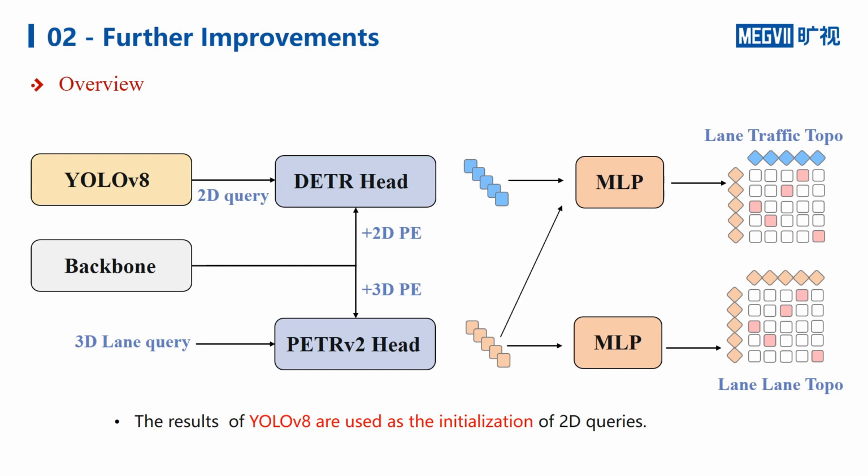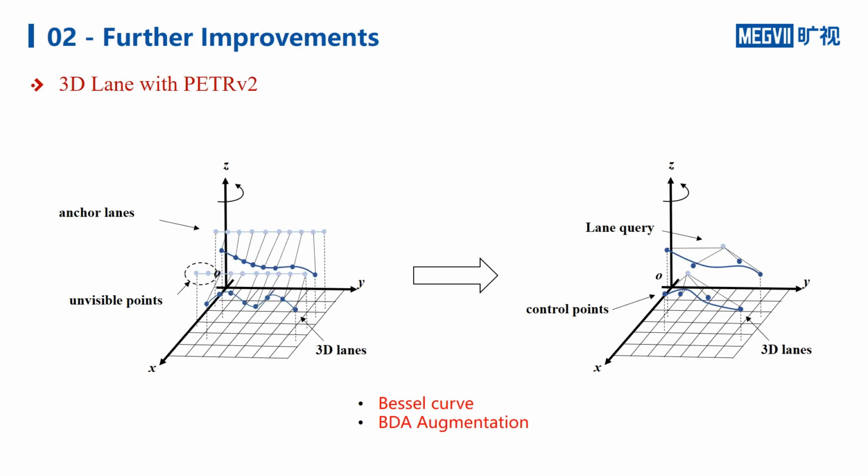In addition to the overall framework, we have made meticulous adjustments for each subtask as well. For the detection of 3D centerlines, we have converted the anchor lane modeling method in CVPR2023 into Bezier curves. The final lane lines are regressed by predicting the control points of the 4th-order Bezier curves. Moreover, we have introduced augmentation in the BEV space, randomly rotating the 3D lanes.